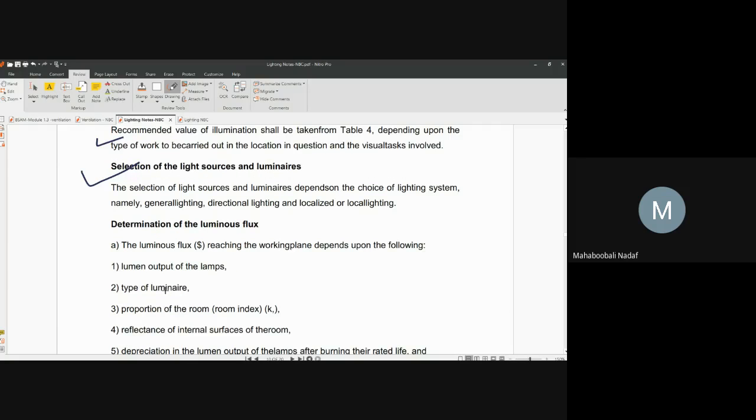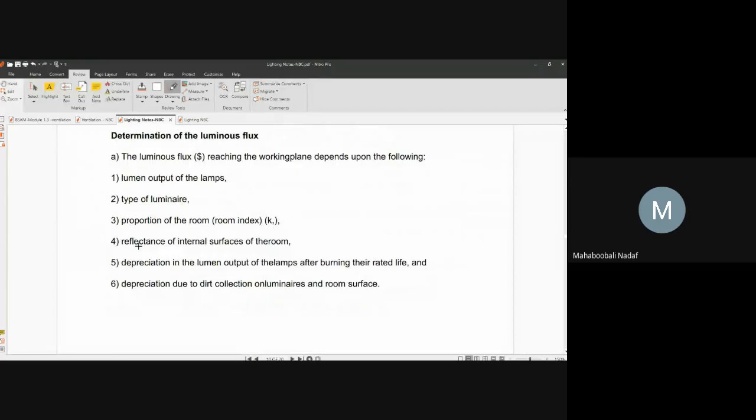In some cases, the color of the bulb which is emitting is important. In some cases, the brightness pattern is important. In some cases, the temperature at which it is emitting is also important. Some of the points we are going to see: luminous flux depends upon lumen output, that is, how much one bulb is emitting. Type of luminary, whether it is mercury, CFL, or LED.